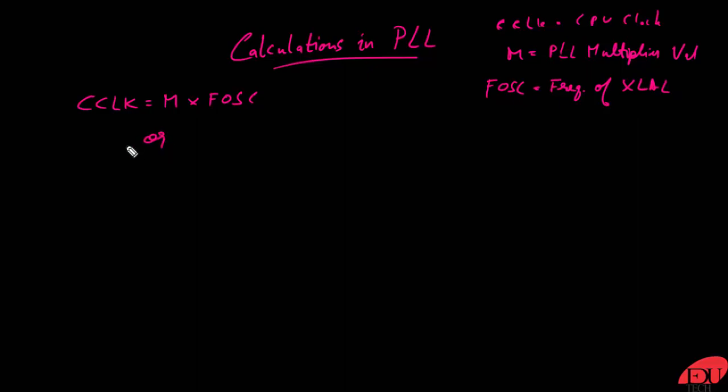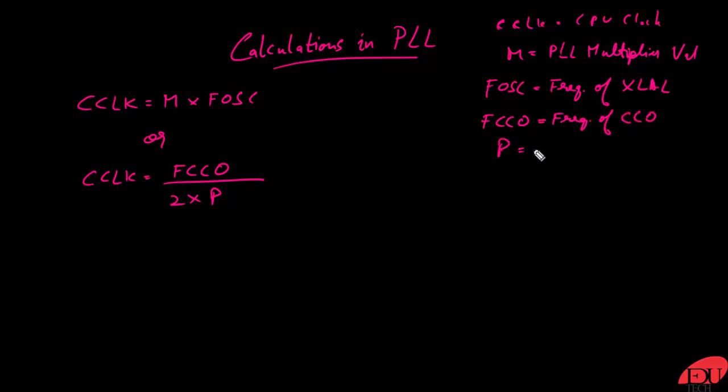This formula can also be written as CCLK, that is the frequency of system clock, equals frequency of current controlled oscillator divided by 2 times PLL divider. So this FCCO is basically the frequency of current controlled oscillator and P is the PLL divider. You can set the value of PLL multiplier and PLL divider by setting the MSEL bits and PSEL bits from the PLL config register.